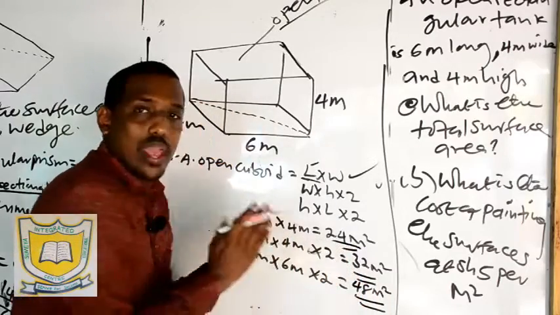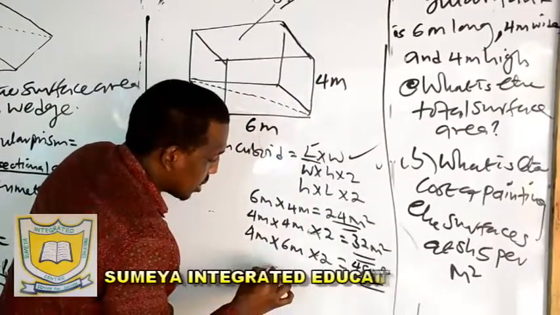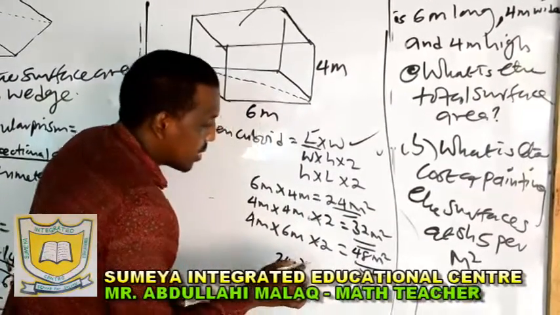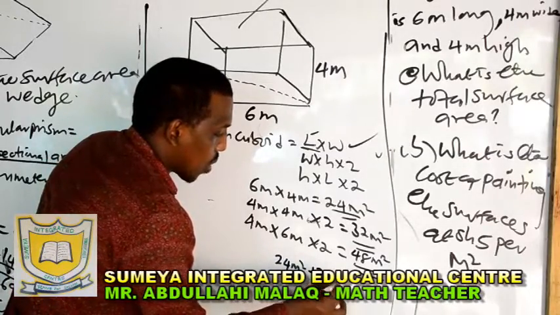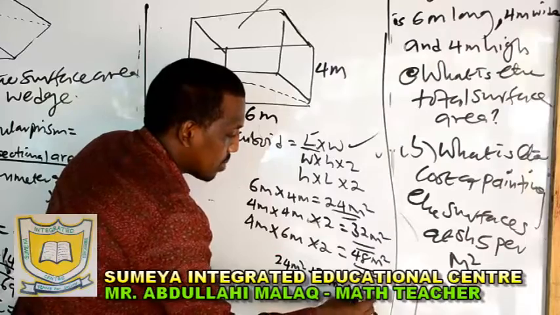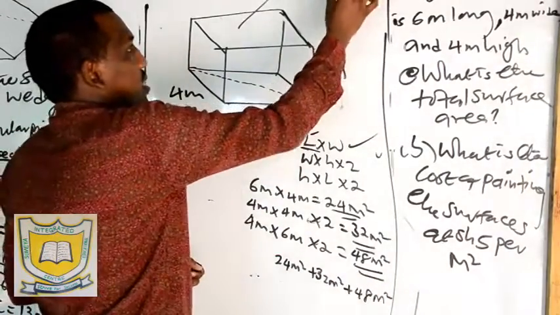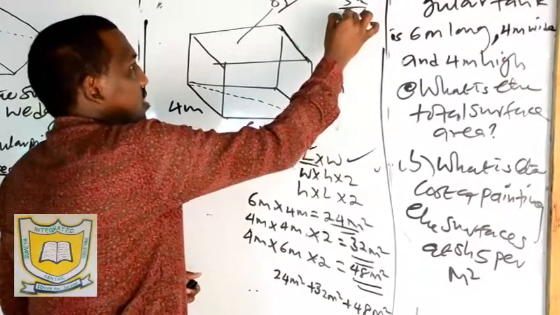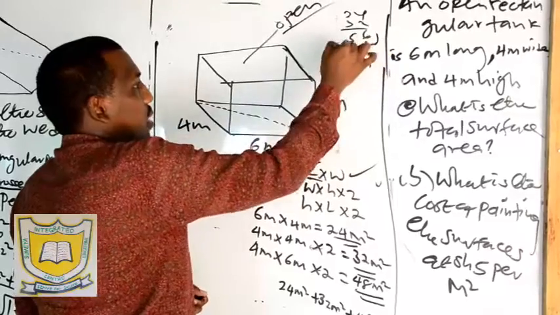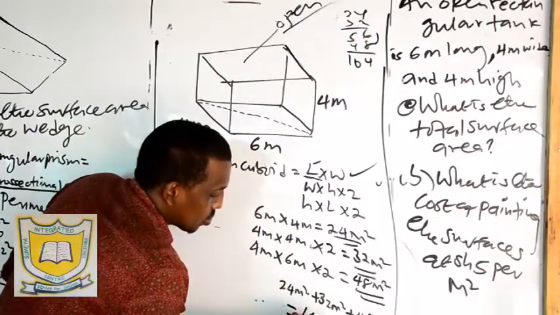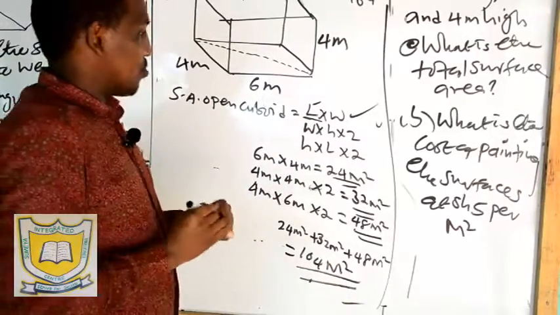What we do now, we add all of them. So let us add now. 24 meters squared plus 32 meters squared plus 48 meters squared. 24 plus 32 is 56, plus 48, which is 104. So you'll get 104 meters squared. That is the surface area of this cuboid.